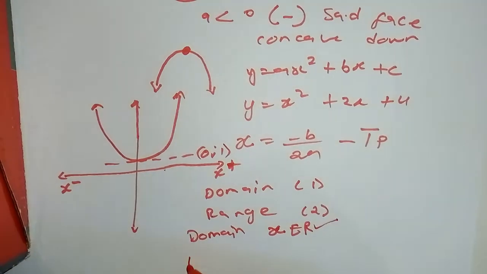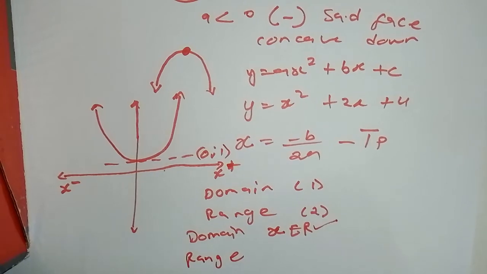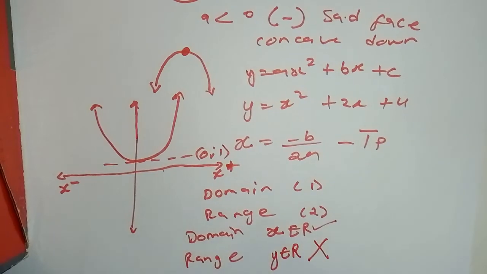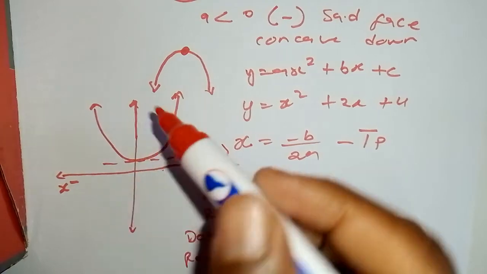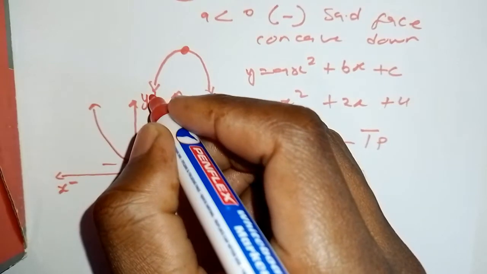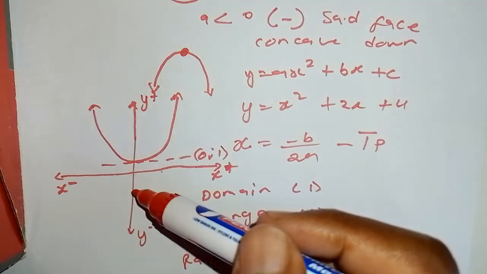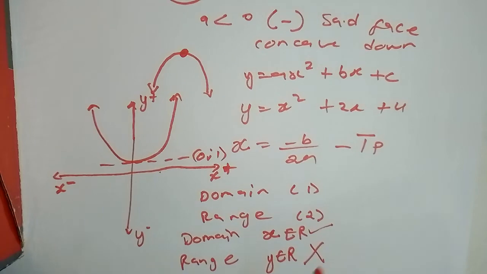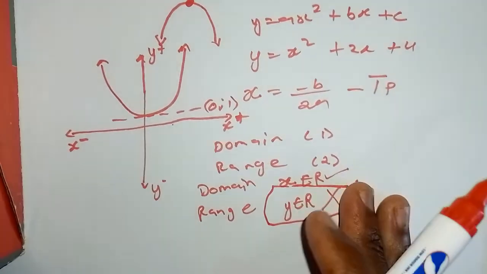Now, what is the range? Can I say y is an element of real numbers? No, this is wrong. You cannot say y is an element of real numbers. Why? If you check, your graph is not there in the negative part of y. It only exists in the positive part of y. So I cannot say the range is y is an element of real numbers. This is wrong for this graph. So what am I going to say?